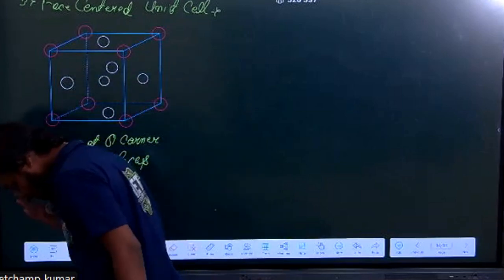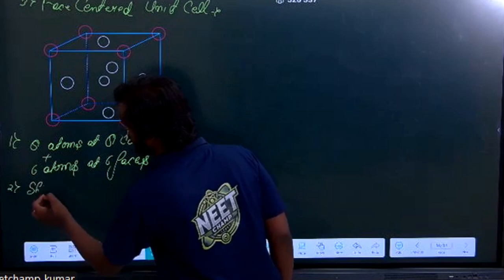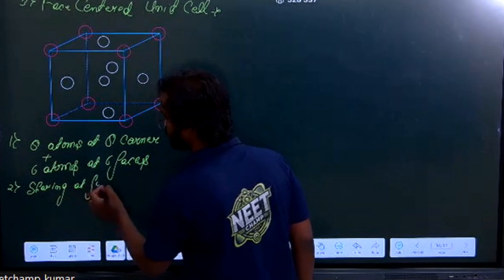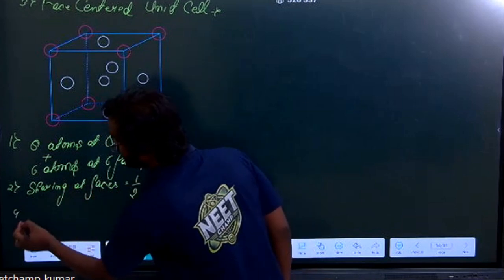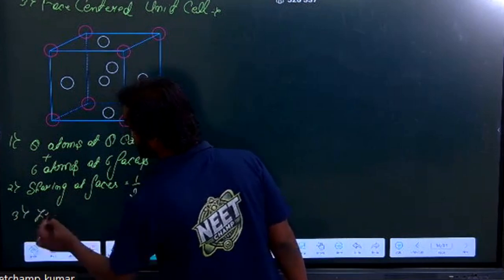Second, what is the sharing at face? See, sharing at corner is 1/8. Sharing at face is 1/2. So what is my Z effective?